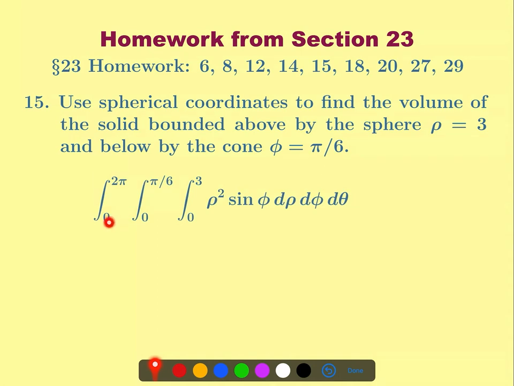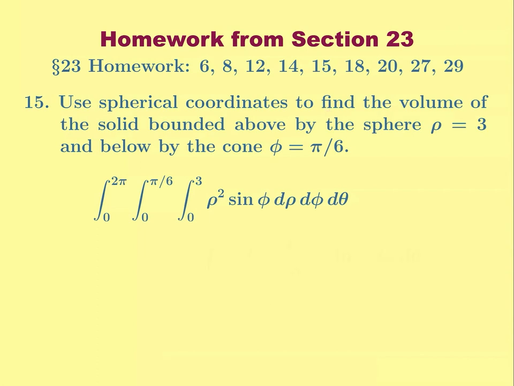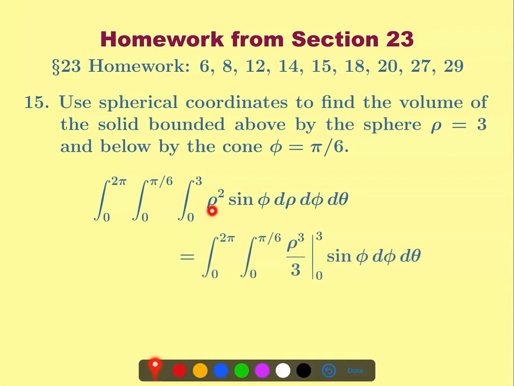So again, theta goes all the way around the z-axis. Phi goes from the positive z-axis to phi equals pi 6. And rho is going from the origin 0 to 3. And this is dv. So we want to evaluate this because here it is asking for us to find the actual volume of this solid. I integrate the rho squared first because I have d rho here and treat sine phi like it's a constant. I just put it out here. But we're just getting rho cubed over 3 evaluated from rho equals 0 to rho equals 3.